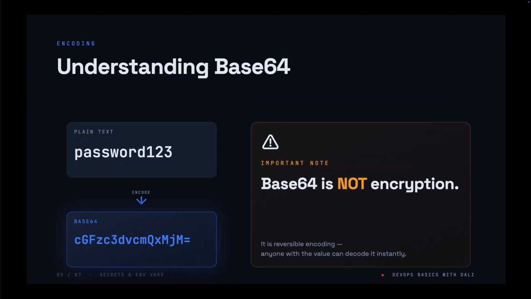One important thing to understand is base 64. Many beginners think base 64 means encryption. It does not. Base 64 is only an encoding format. Kubernetes stores secret values encoded as base 64 strings. Anyone with access to the encoded value can easily decode it. That's why base 64 helps with data formatting, but it is not a security mechanism by itself.